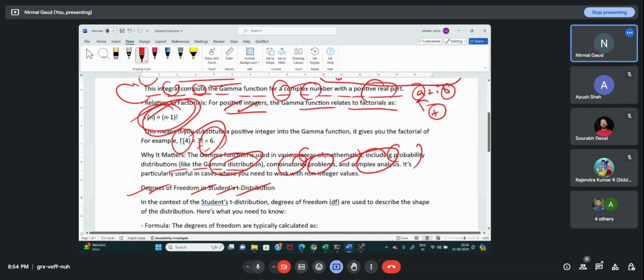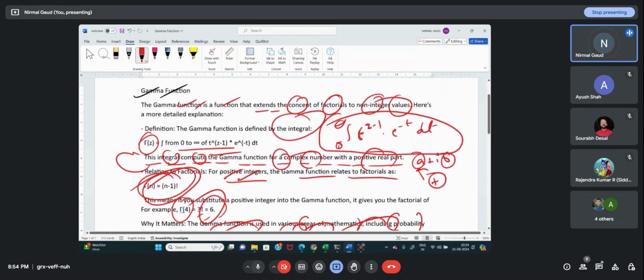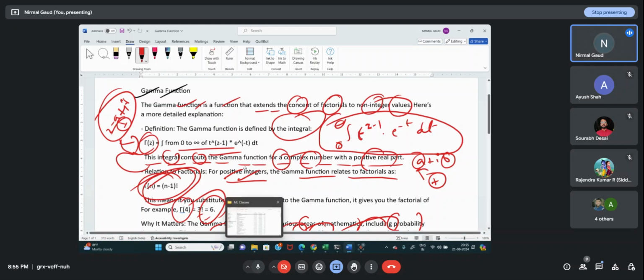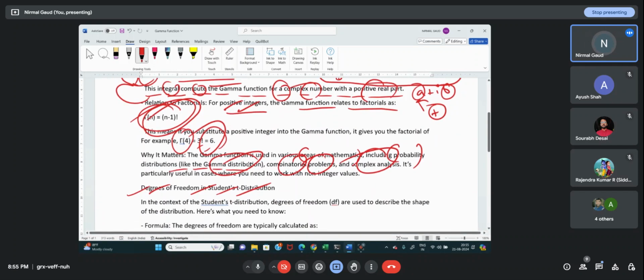What does gamma mean? For complex numbers, this is the formula for gamma: integral from 0 to infinity of t to the power z minus 1 and e to the power minus t dt, where z is a complex number. Z is equal to a plus ib, a complex number where a, the real part, is positive. But in the case of integers, this is the formula: n minus 1 factorial.